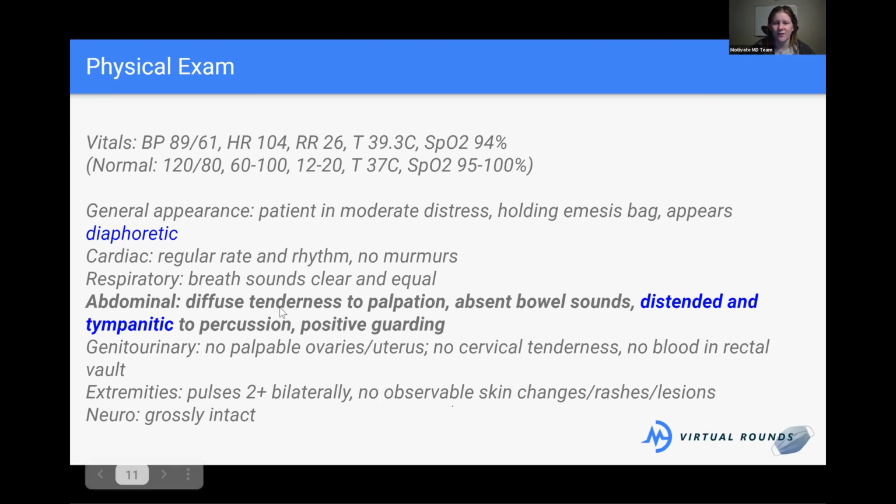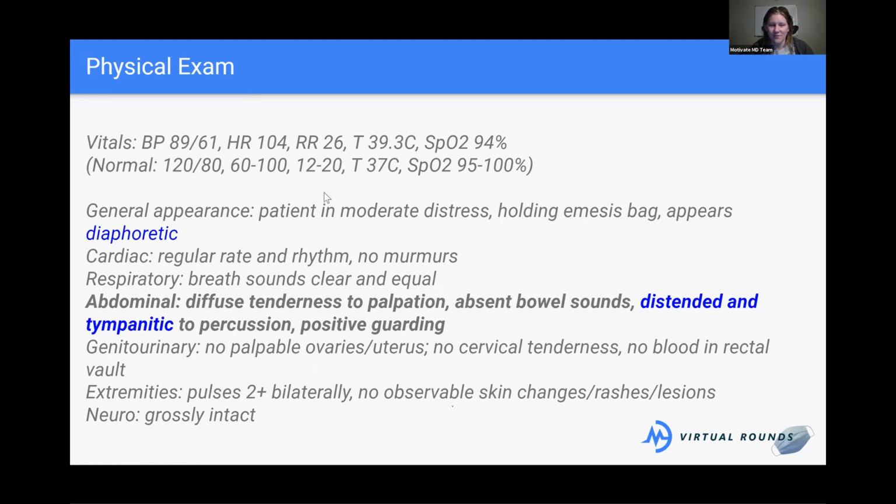And then lastly, for her extremities, she has normal pulses bilaterally. 2+ is normal, it means that they're equal on both sides, and they're not too soft where you can't feel them, and they're also not bounding. And then she doesn't have any observable skin changes, rashes, or lesions, and her neuro exam is grossly intact.